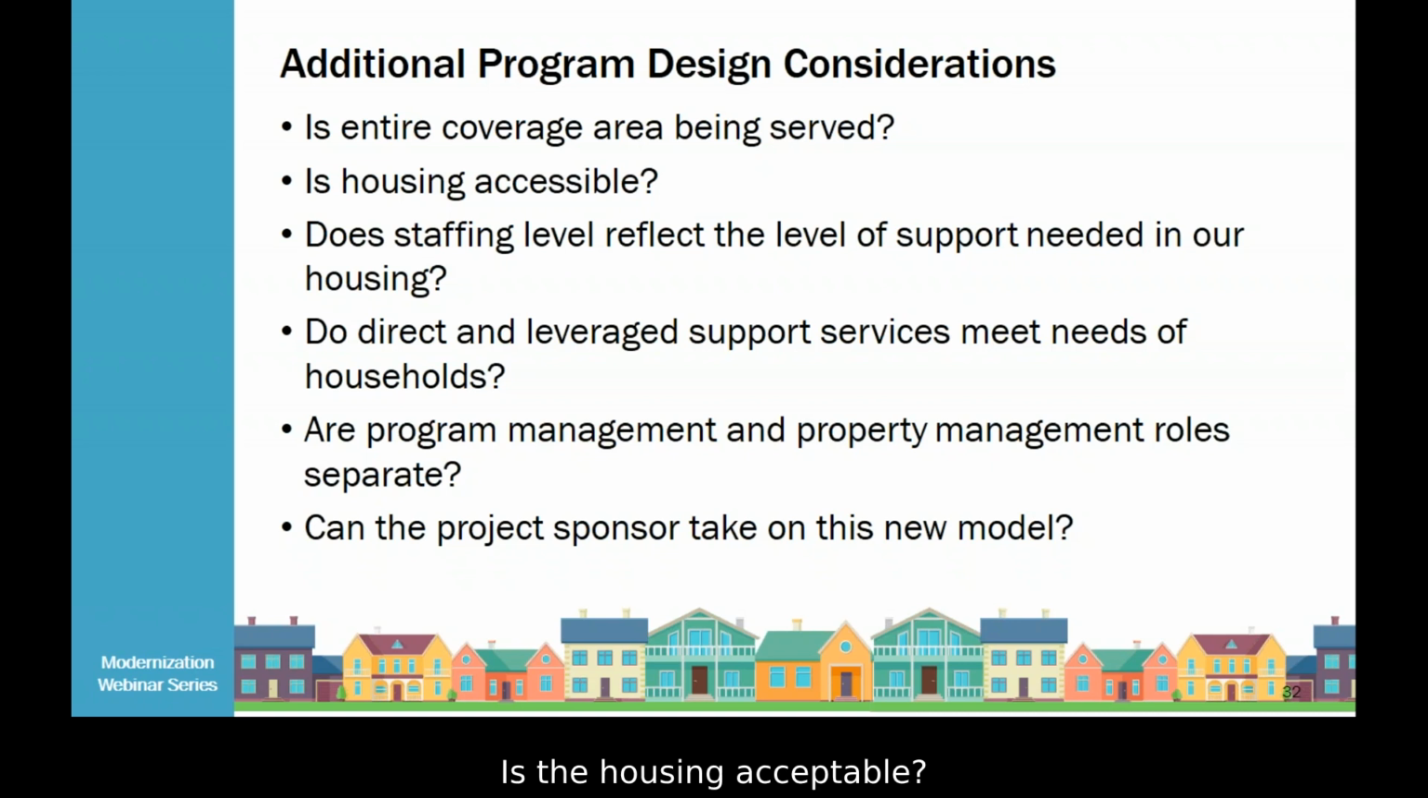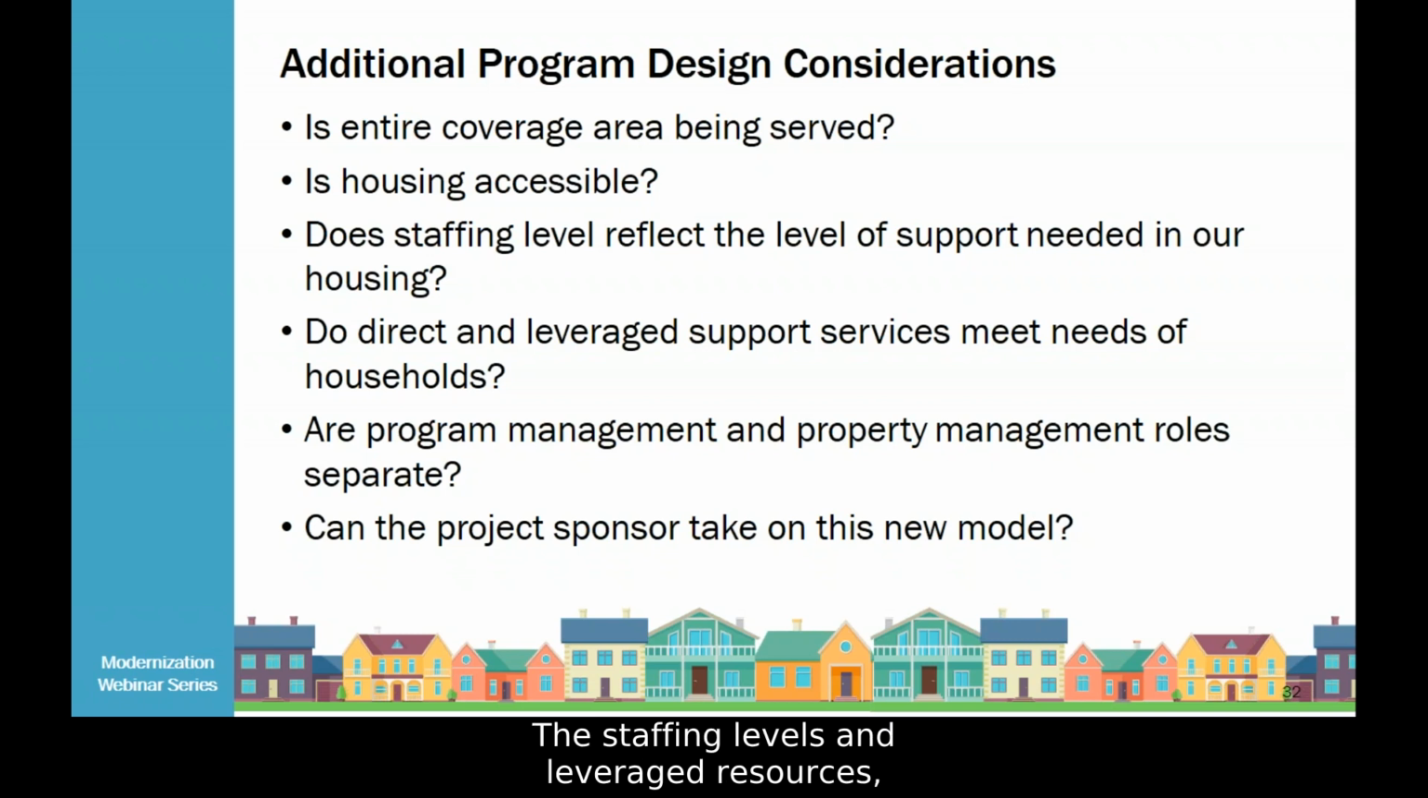Is the housing accessible? Is there public transit? Can the program participants get to the housing? And when they're living in the housing, can they get to the community services and amenities that they need? That's an important consideration.